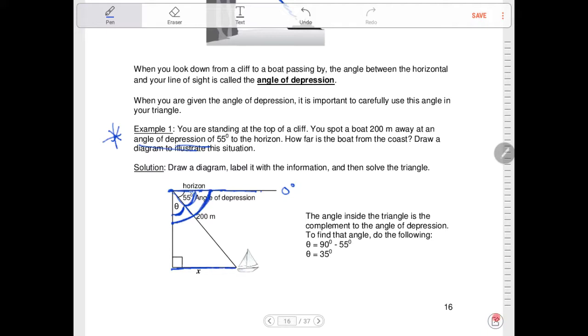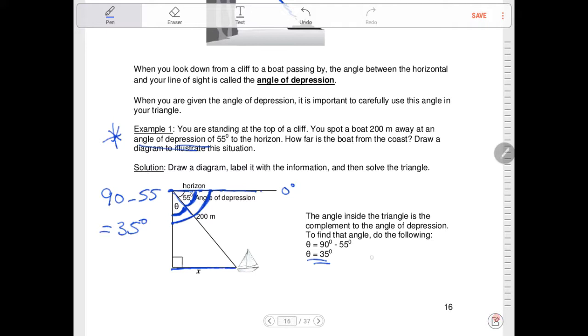Now, we know a portion of it is 55. So if you go 90, take away this 55, it will give you this remaining little angle right there. And you can see the math. It's going to be 35 degrees. Now, just so you know, that's going to be useful when we go right ahead into our trigonometry.